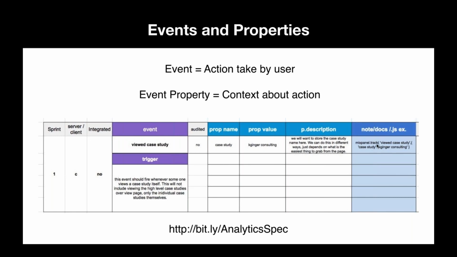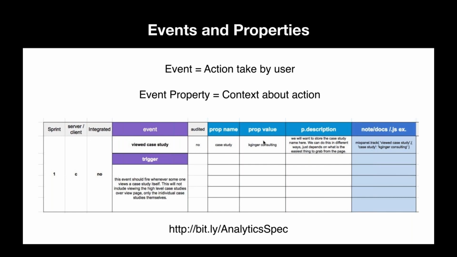Now you'll notice this is not written in Segment. So it says mixpanel.track. Viewed case study is the event, and then the property name is case study, and the property value is K Ginger Consulting. Now, if I looked at this in analytics, I could filter by case study, and then I'd be able to see all the different case studies that they potentially viewed. So it makes it really, really simple.